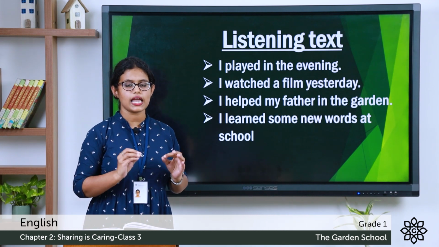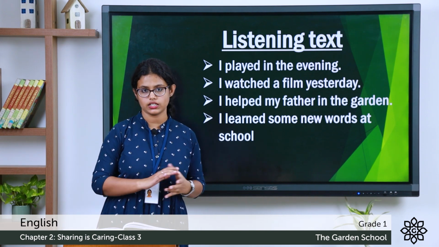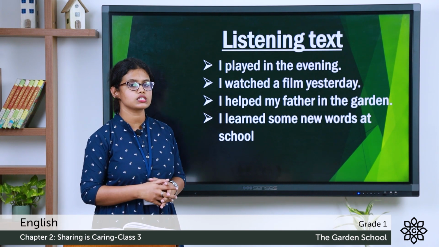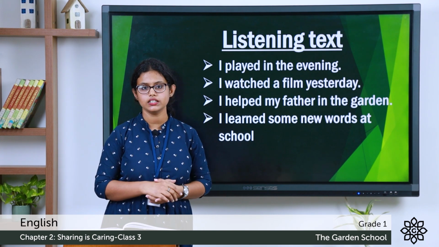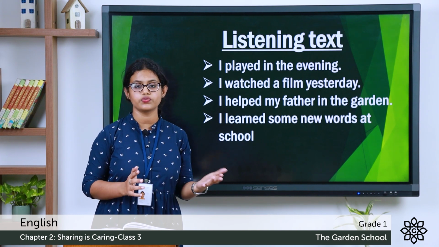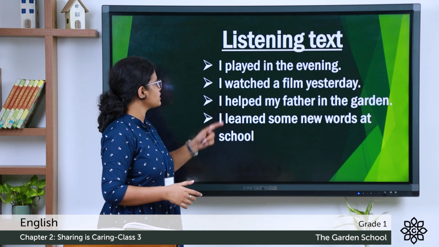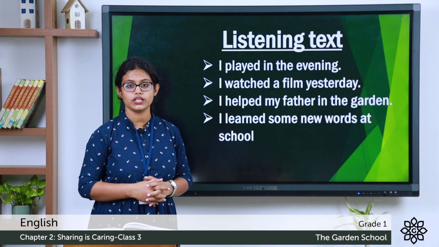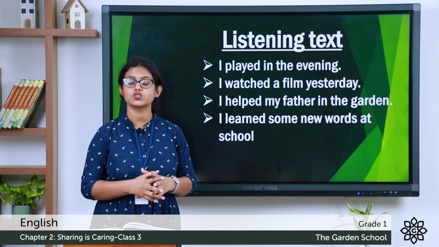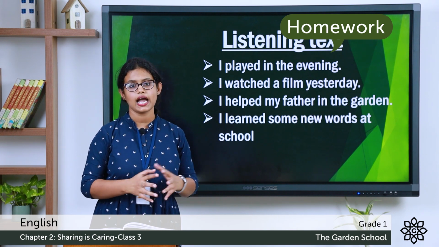So did you notice anything here? All these have happened yesterday. And see all the action words. In all the action words, we have added ed because all the actions have happened sometime before. All the actions were done in the past. So see the first one, I played in the evening. So play is the action word and we have to add ed to the action word and it becomes played. So it has already happened.